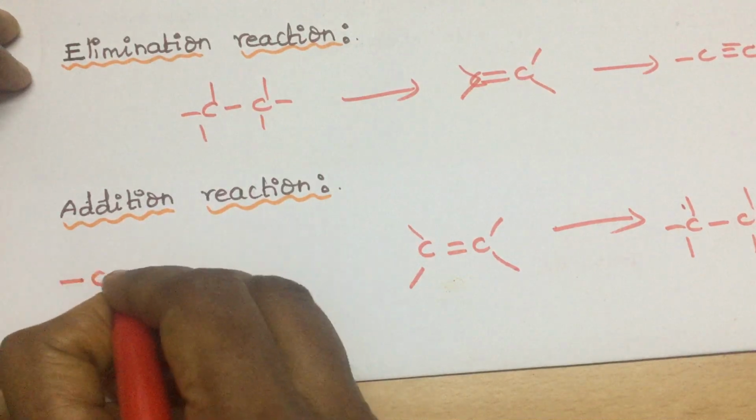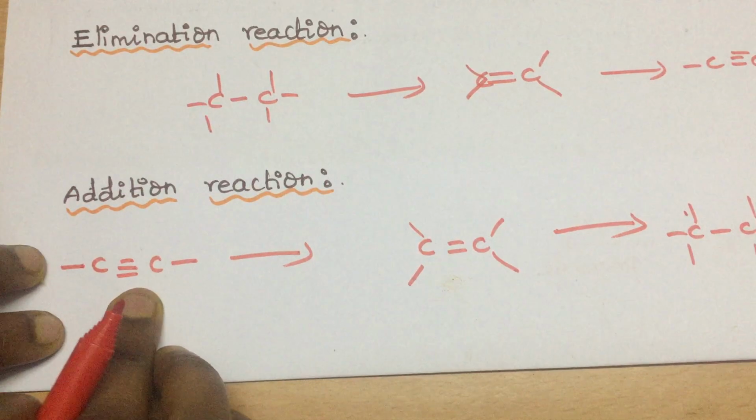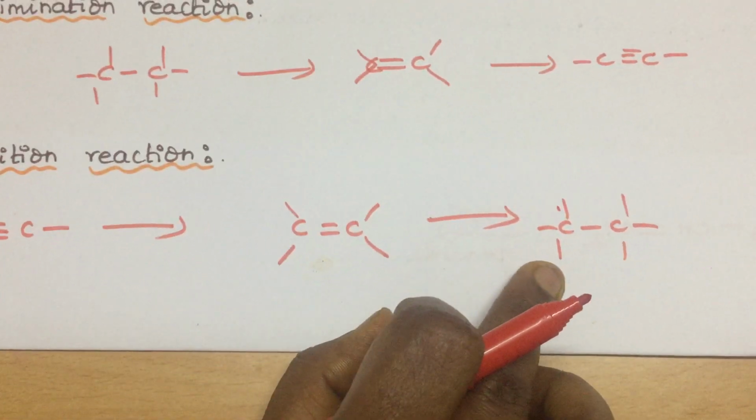If you start with the alkyne, what you will get? You will get alkene. If you start with a triple bond, you will get a double bond. On further addition, you will get the completely saturated alkane.